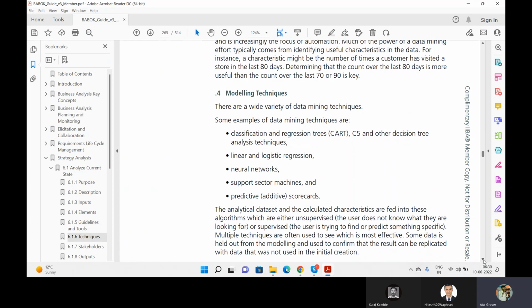These are almost all mathematical techniques like classification and regression trees. I have no idea about this. C5 decision trees, linear and logistic regressions, neural networks. So if I'm working on any new product launch, then I have to take help from statisticians as well.